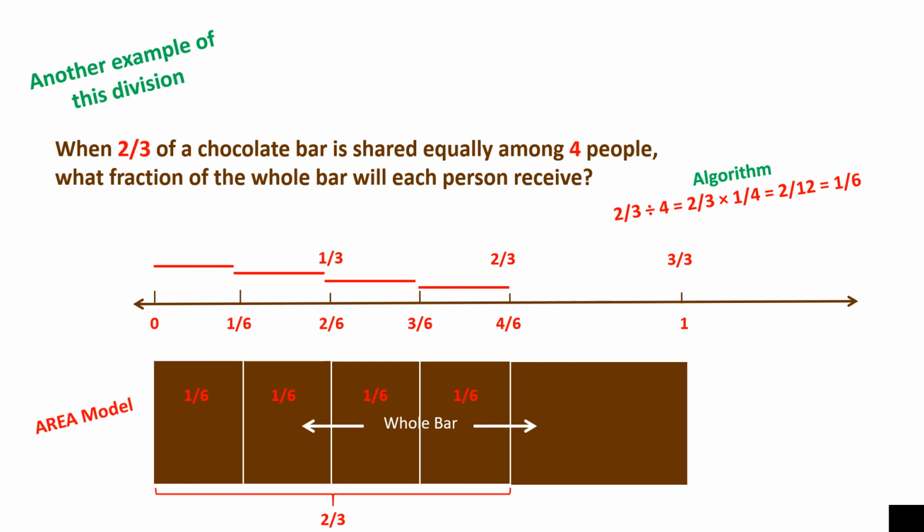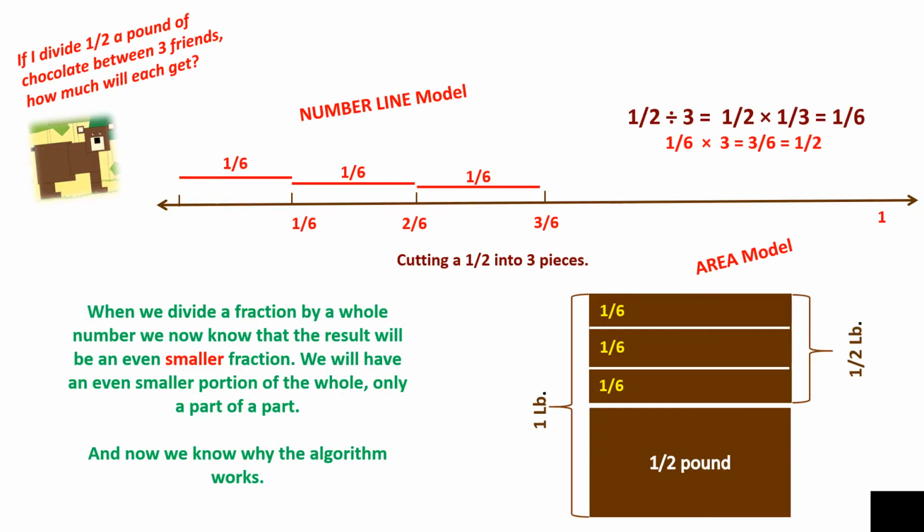If we follow the algorithm, we have 2/3 divided by 4, which is equal to 2/3 times 1/4. The answer is 2/12 or 1/6. So when we divide a fraction by a whole number, we now know that the result will be an even smaller fraction. We will have a smaller portion of the whole, only a part of a part. And now we know why the algorithm works.